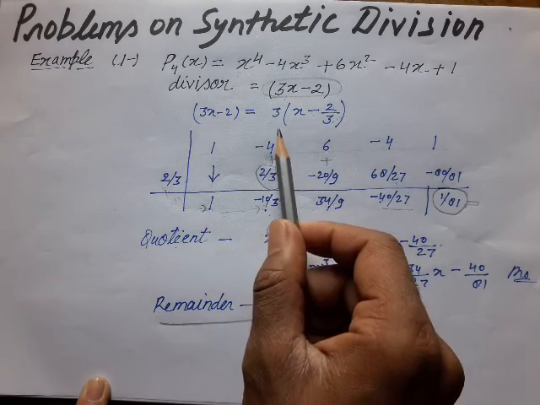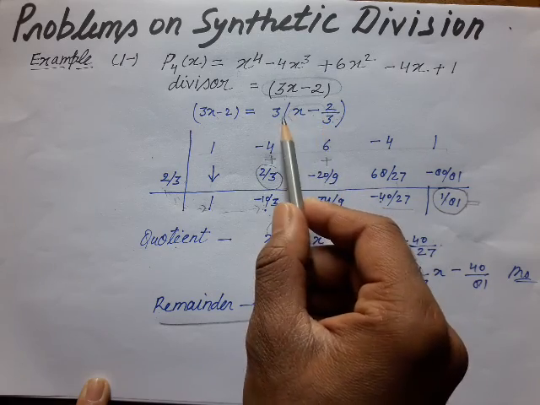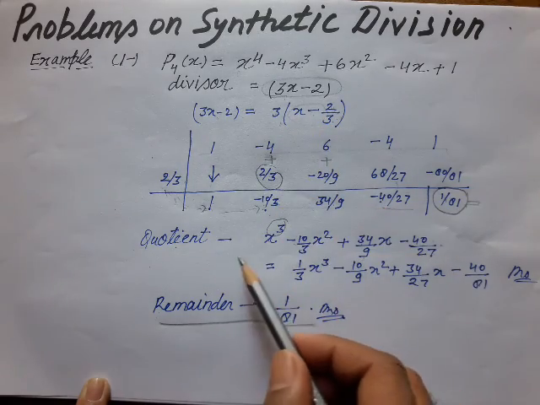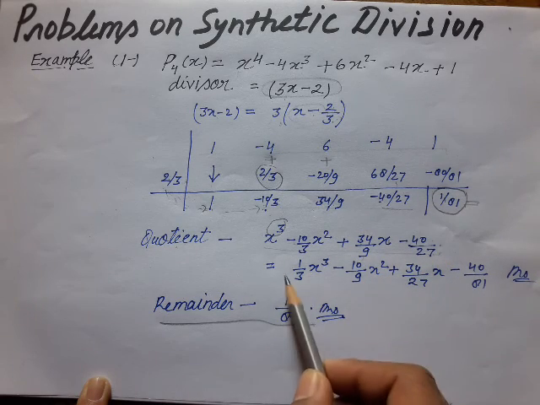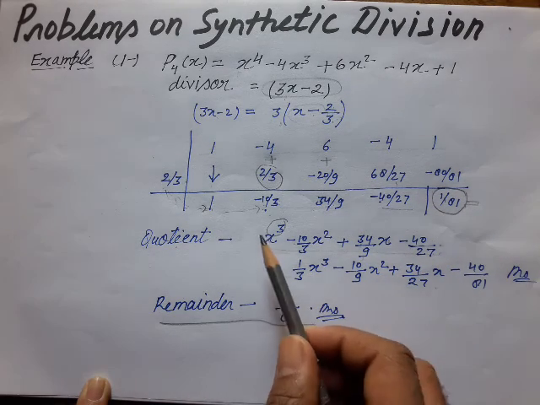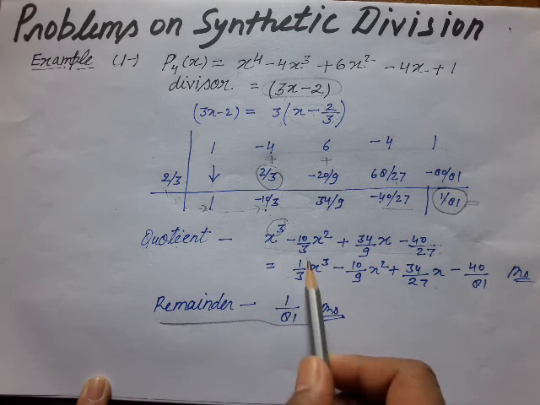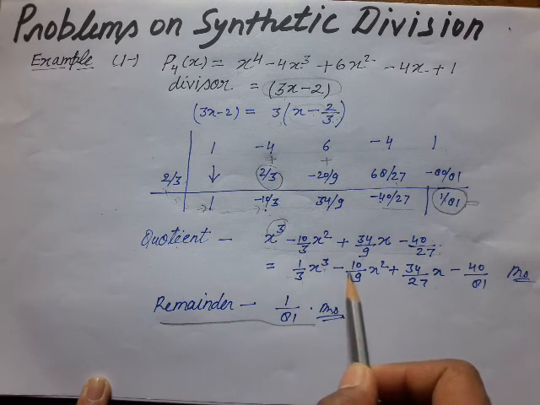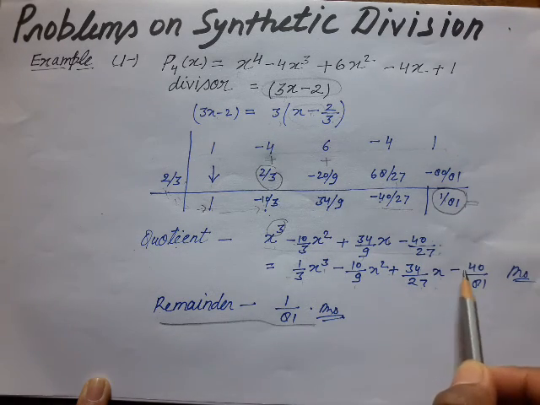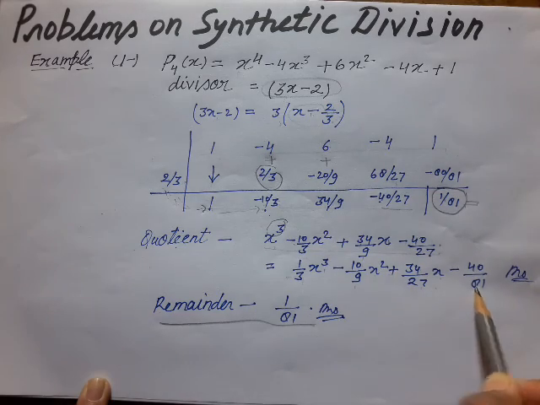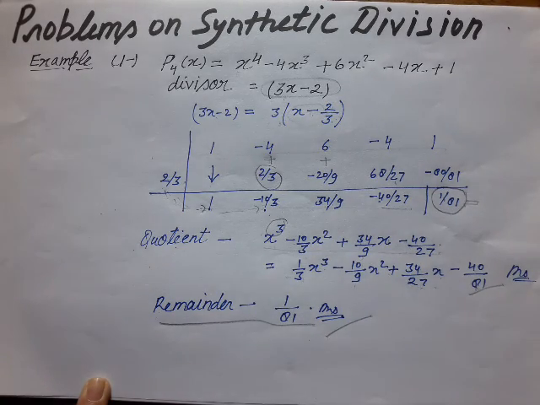Now you can see that we have already taken 3 out of the divisor, so on dividing this quotient by 3 we get the final answer. On dividing by 3 we get 1 by 3 x cubed minus 10 by 9 x squared plus 34 by 27 x minus 40 by 81. This is our quotient and this is our remainder.